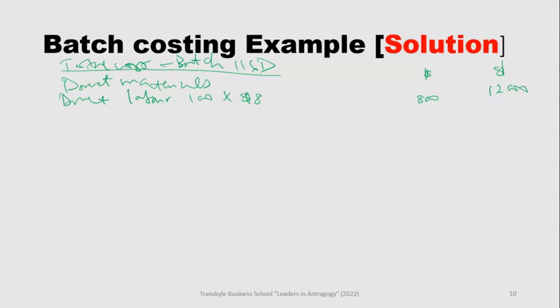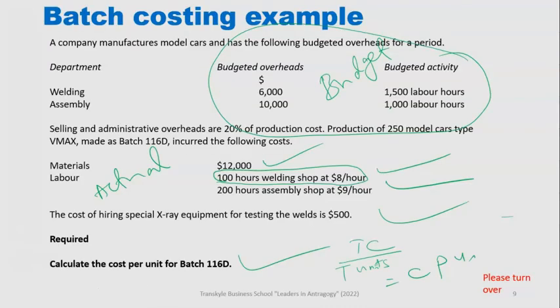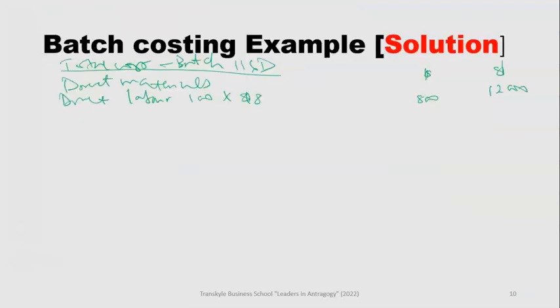So we are told that there were 100 hours. But we also have 200 hours for assembly at $9 per hour. So that's 200 multiplied by $9 per hour. We get 1,800. So we add, we get 2,600.